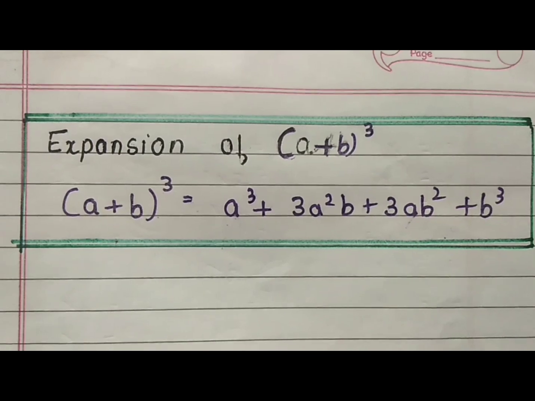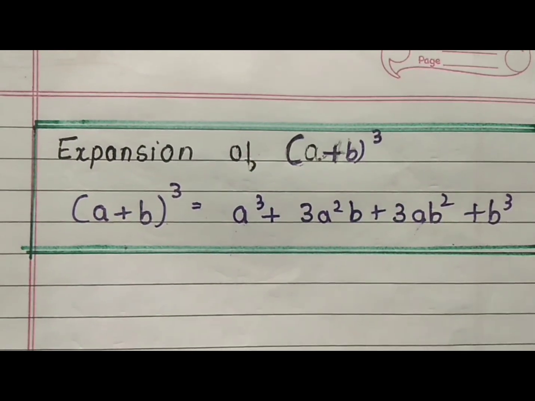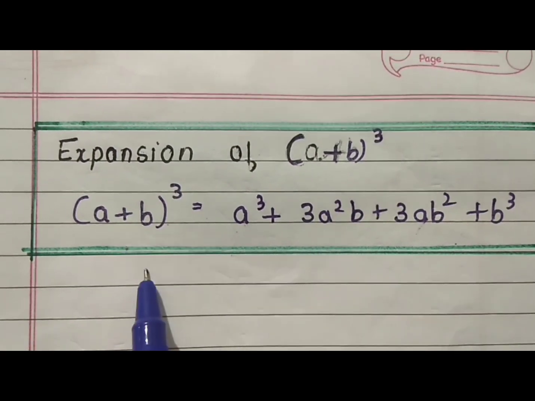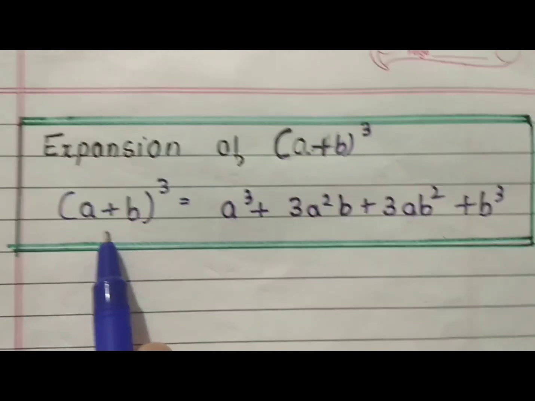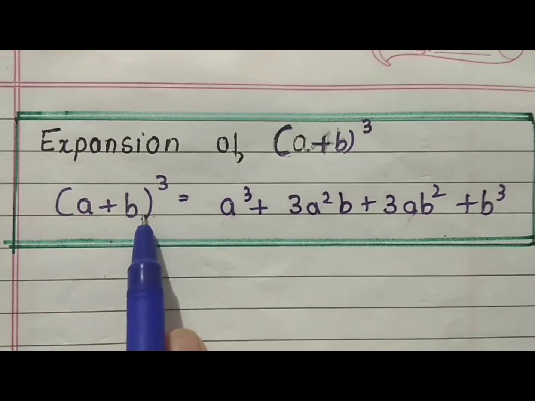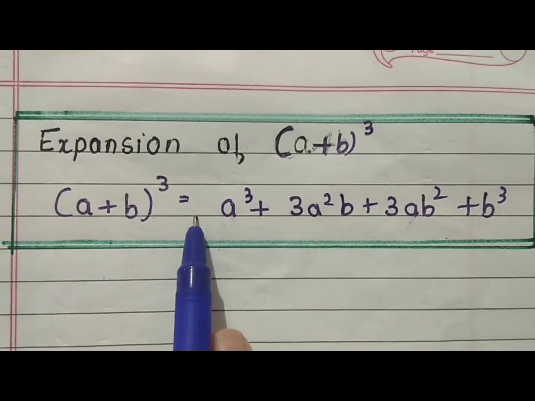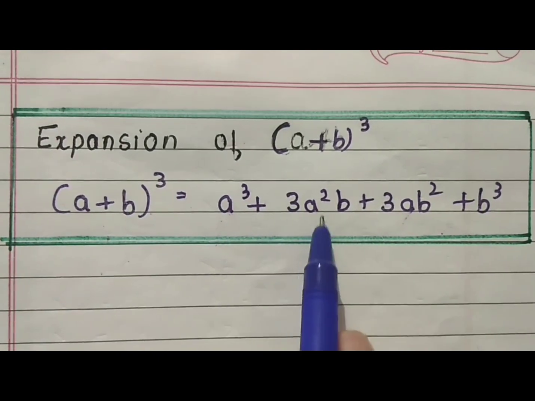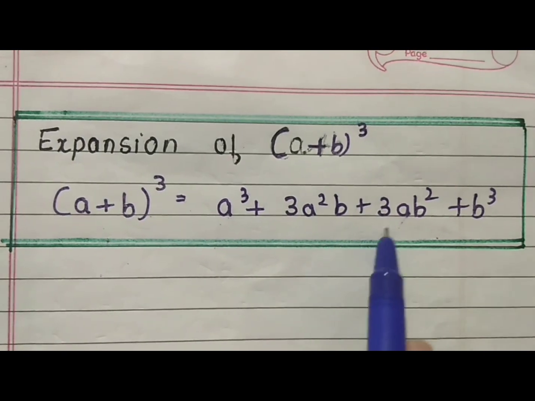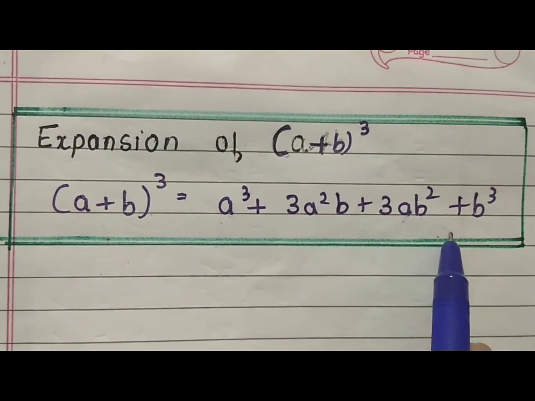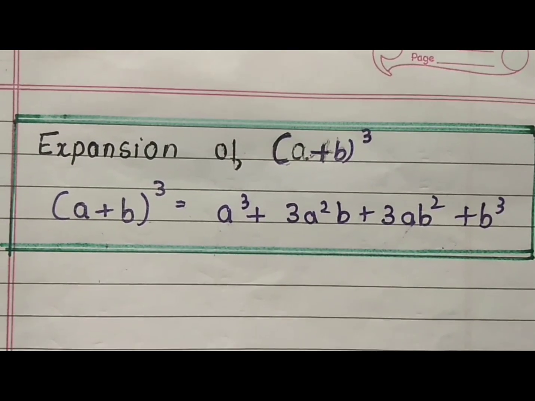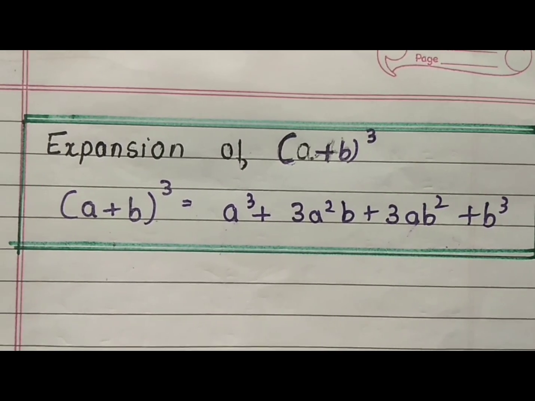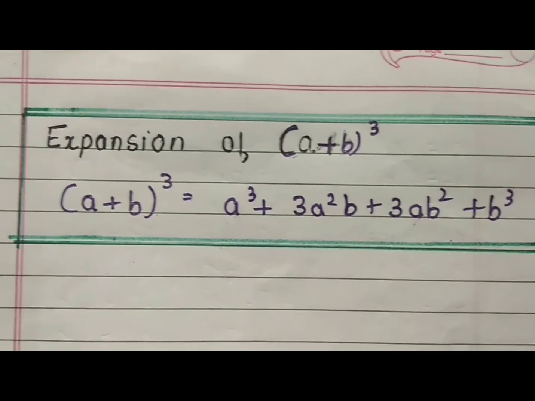Everyone, in this video we will learn how to solve sums based on the expansion of this formula, that is (a + b)³. This is equal to a³, that is a cube, plus 3a²b plus 3ab² plus b³. Let us study some examples based on the given expansion formula.